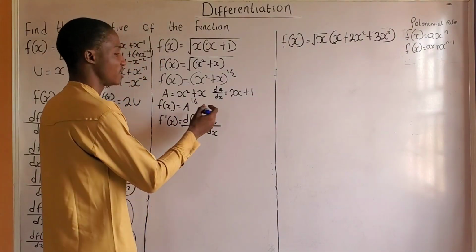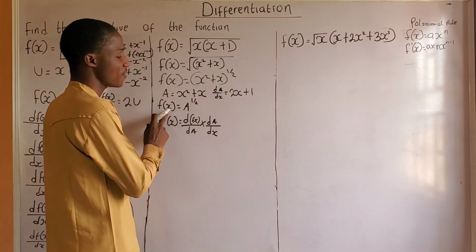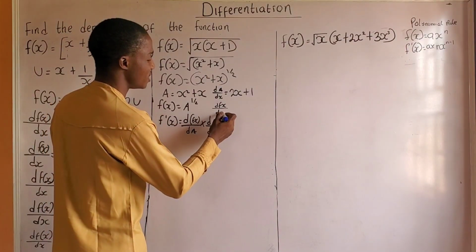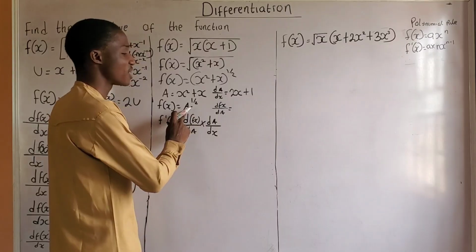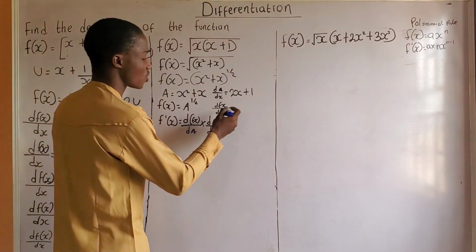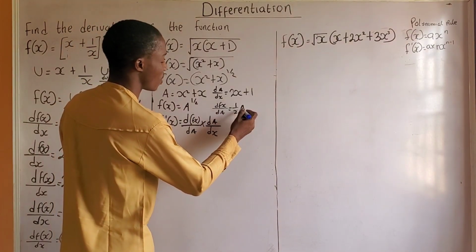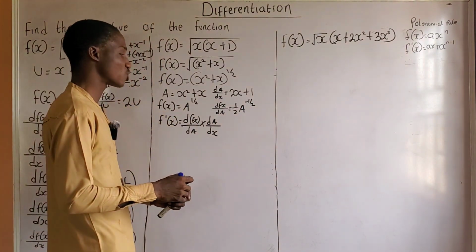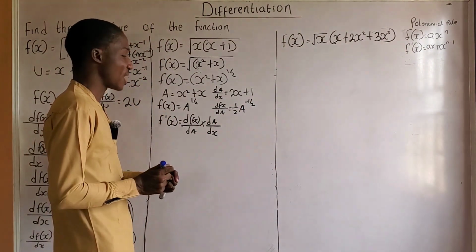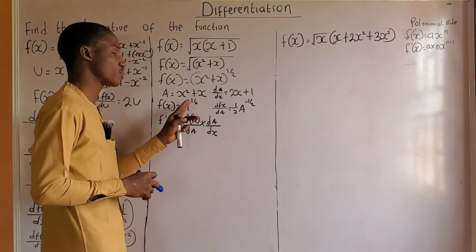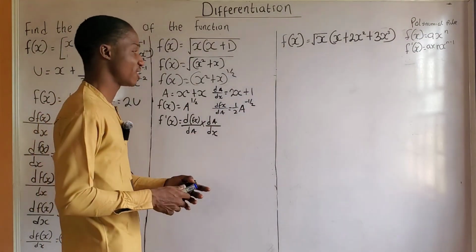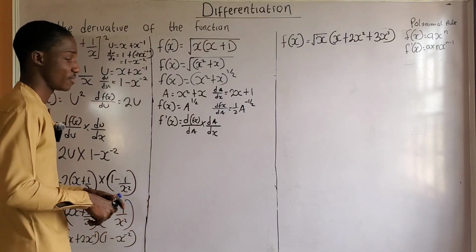Now, back to this. Differentiate f of x with respect to a. You're going to have df over da equals to, now, if you differentiate a raised to the power of 1 over 2, you're going to have 1 over 2a raised to the power of negative 1 over 2. Do you understand? Because now you're going to subtract 1 from half. Are you getting it? 1 over 2 minus 1 will give you negative 1 over 2. Do you understand? Okay? Polynomial rule.